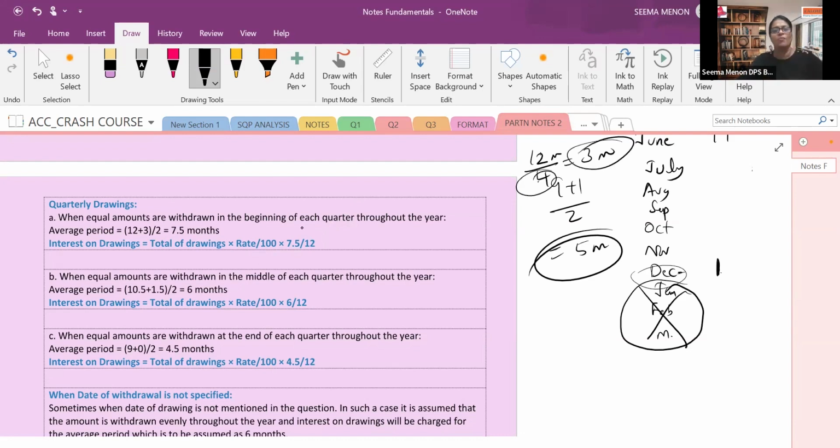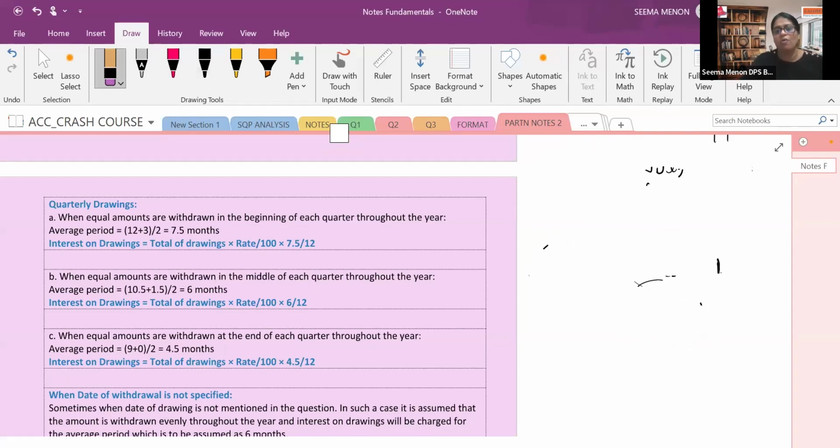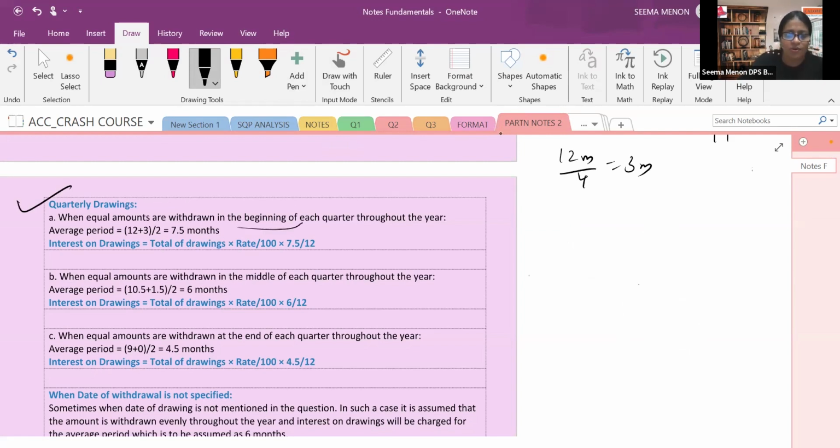So in a quarter, how many months will come? In a quarter, 3 months will come. Because quarter means the number of times they withdraw in a year. Quarter means 12 months divided by 4. So in a quarter, 3 months will be there. So here is the quarterly drawings given. Let's see that. In quarterly drawings you will see that amounts are withdrawn in the beginning, in the middle and end. We will discuss all three.